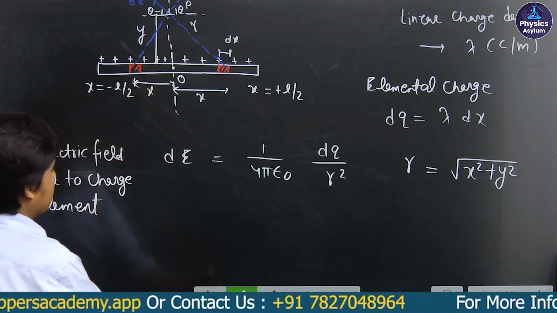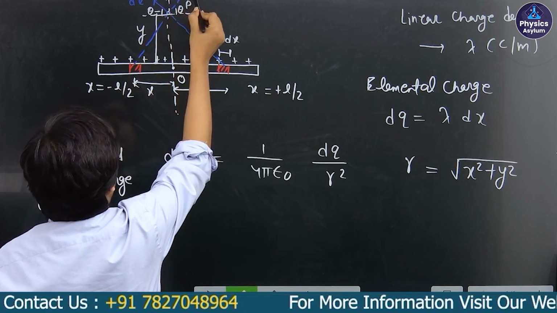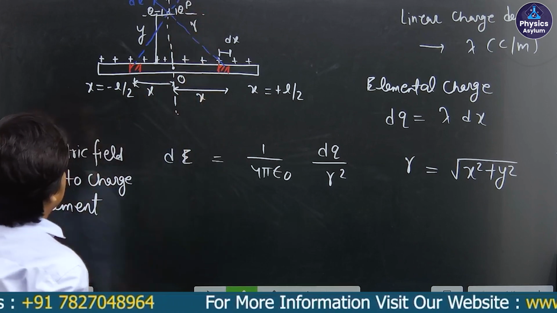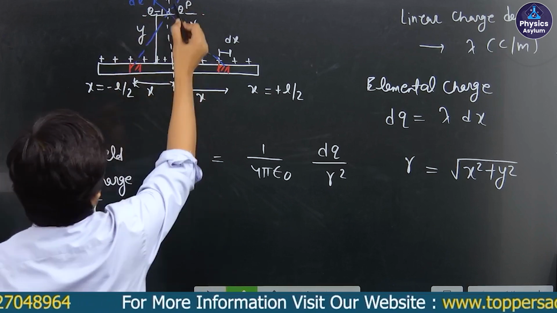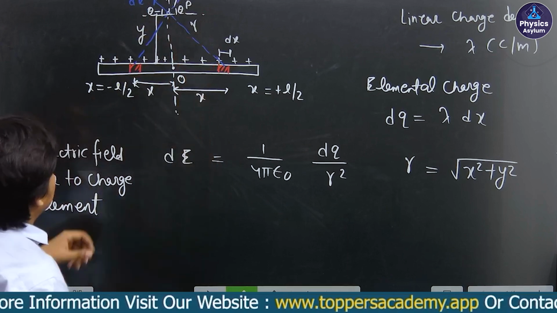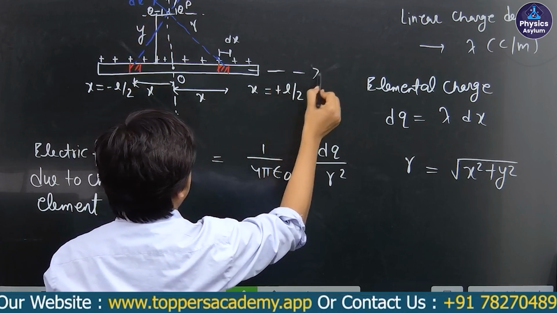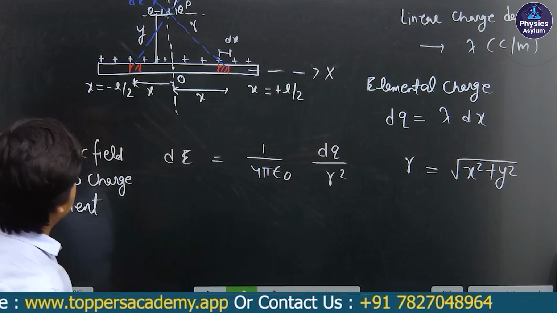I am assuming this is the y-axis. So this is your y-axis, and your electric field will be along the y-axis. Only that component is surviving, and this is your x component. This is your x-axis, right?